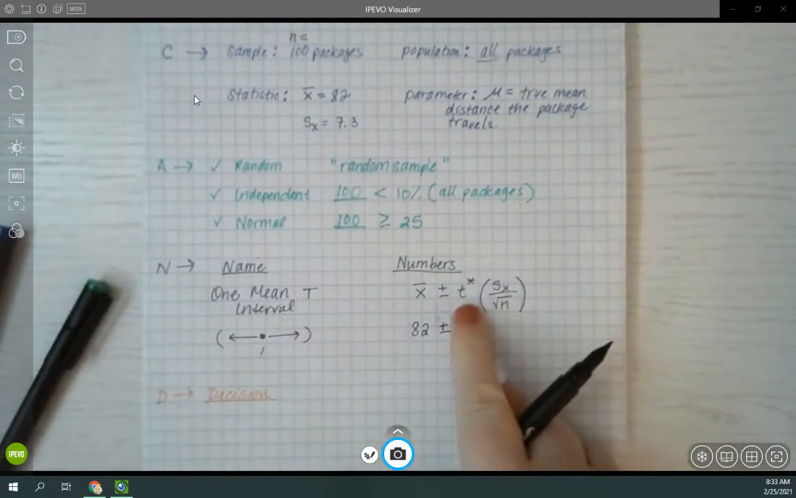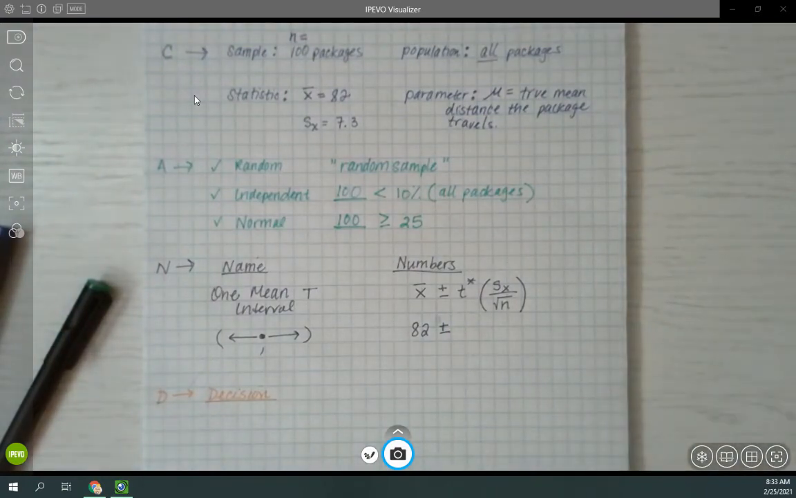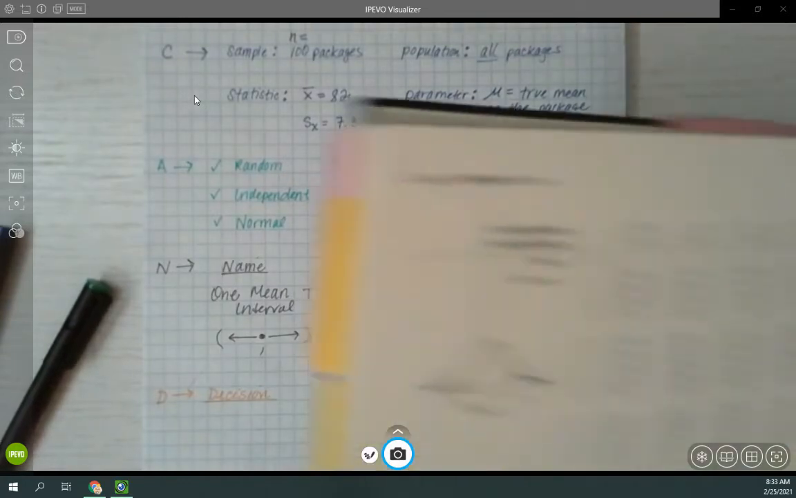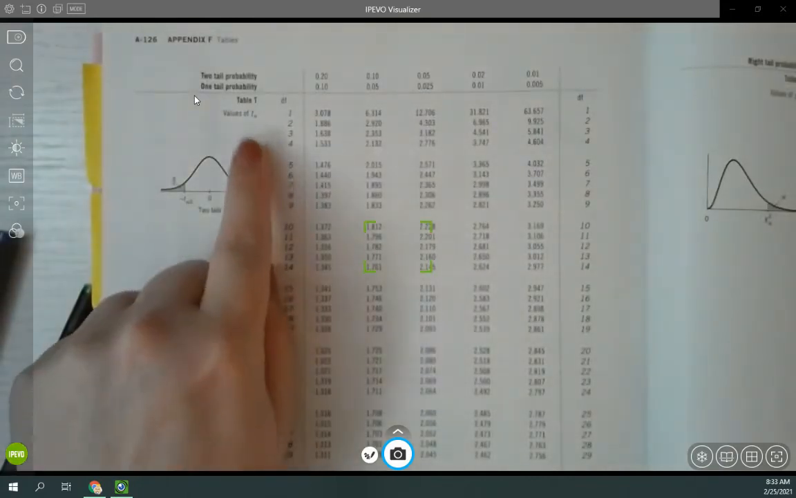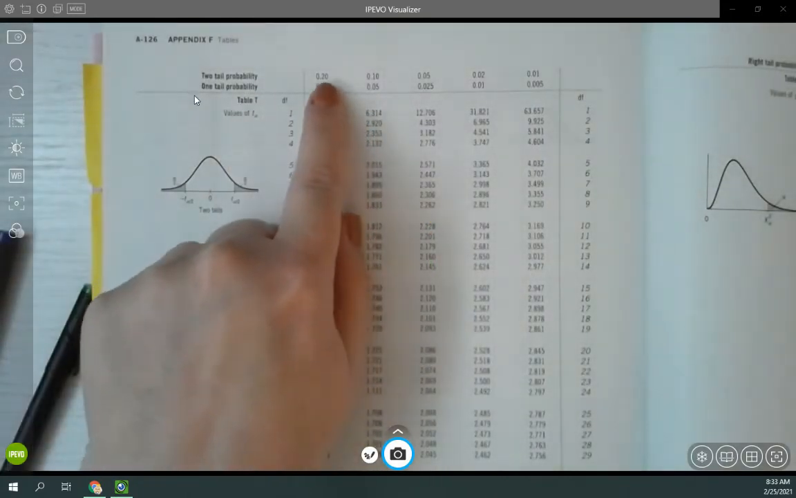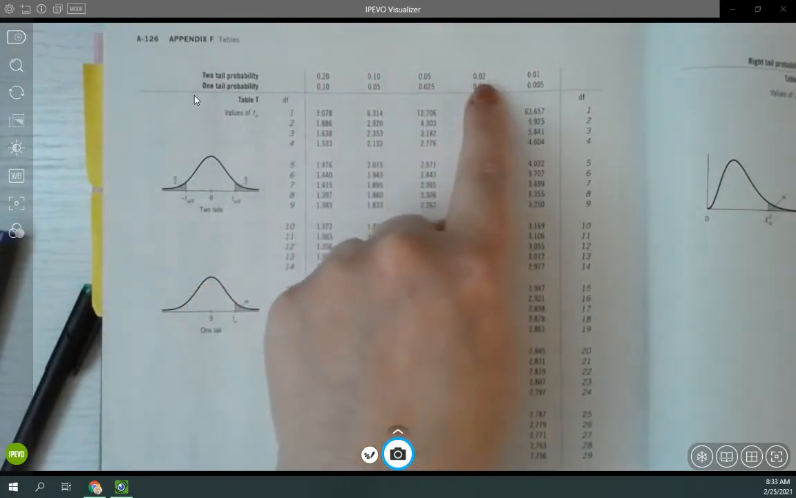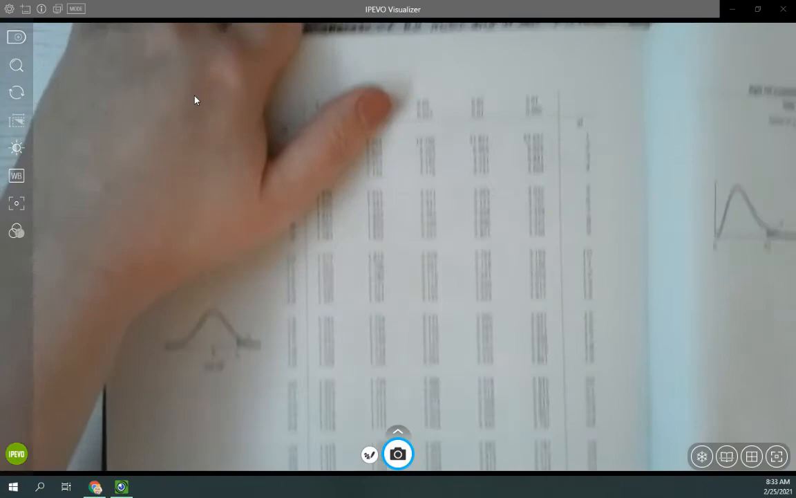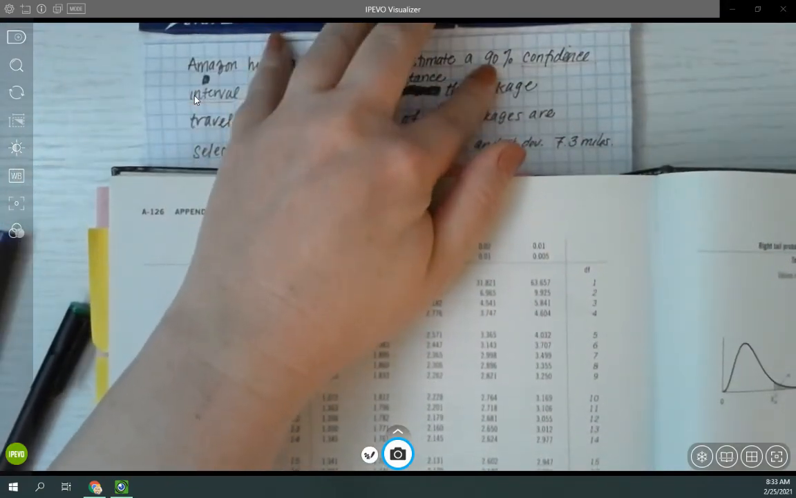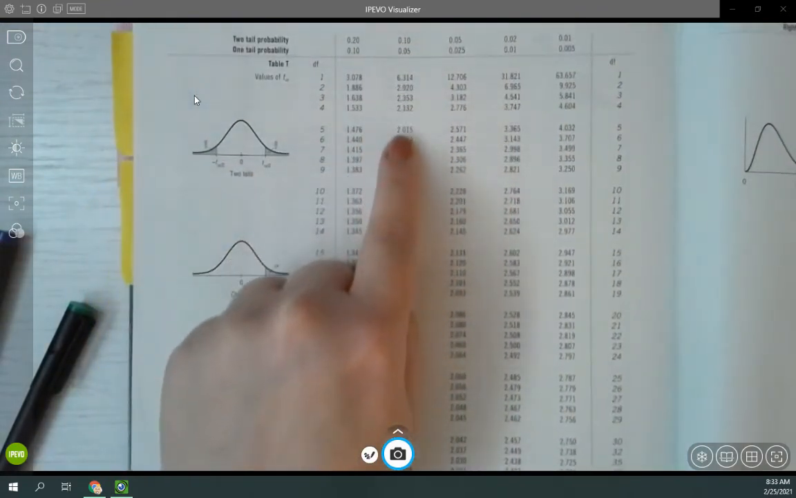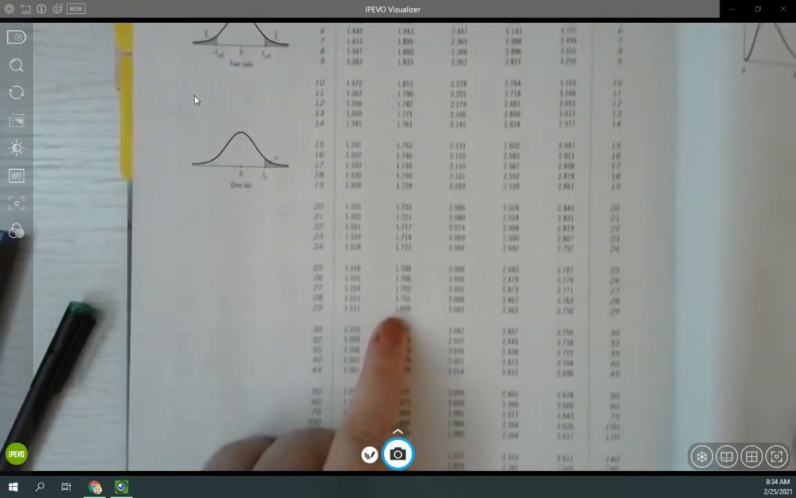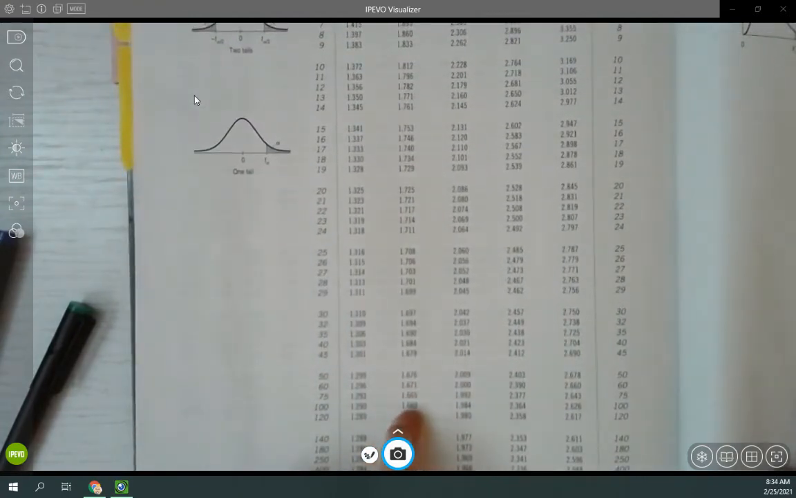Plus or minus. To get that T star, we're going to go to the back of the book, which is A-126. And when I go to the back of the book, notice that over here, let's try to zoom in a little bit better. It says table T, and up at the top it says 20%, 10%, 5%, 2%, 1%. We have a 90% confidence interval. So the leftover is 10%. Now I got to go all the way down until I get to 100, because that's how many packages I chose. And I'm going to stop at 100, and then I'm going to go up 1. My degrees of freedom. You got to go up 1. So you never want to use the exact number. We go up 1.